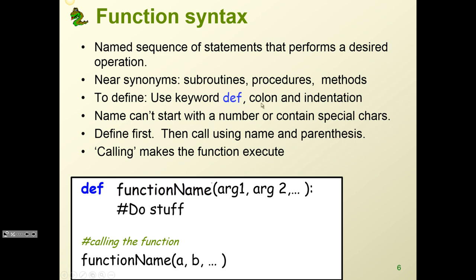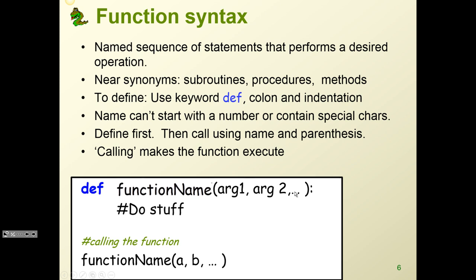Use a def keyword, use that colon, use indentation. The name can't start with numbers or contain special characters. It's like a variable, and we like to use lower camel case on our function names. And of course, as you mentioned before, you have to define it first, and then you can call it. Now, in this format example, I've got things inside parentheses. Those are your parameters that you want your function to be able to use.